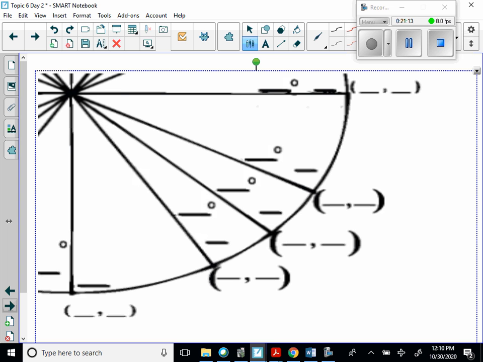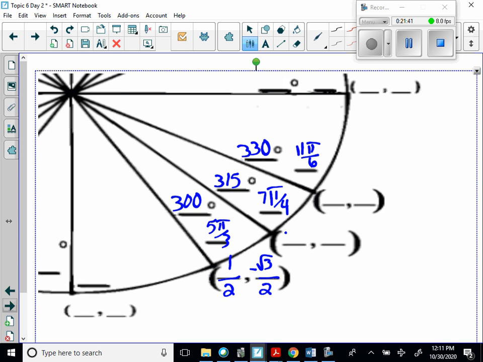This is just going to be 300, 315, 330, which makes this 11 pi over 6. This makes this 7 pi over 4. This makes this 5 pi over 3. So this makes this 1 half, negative root 3 over 2. This makes this root 2 over 2, negative root 2 over 2, 315. And this makes this root 3 over 2, negative 1 half.